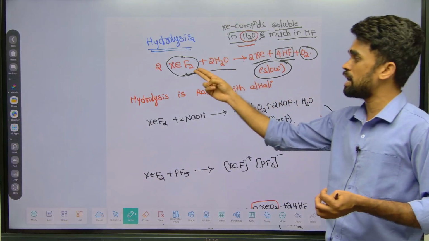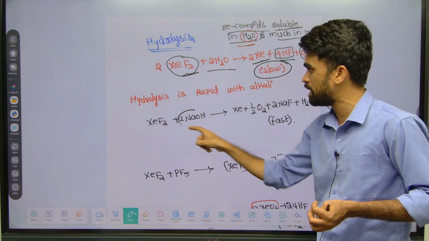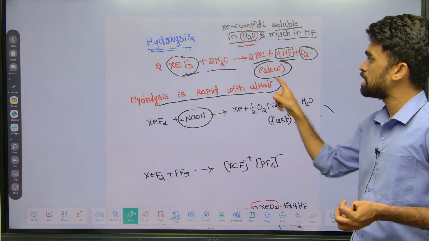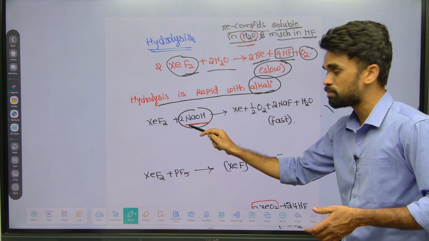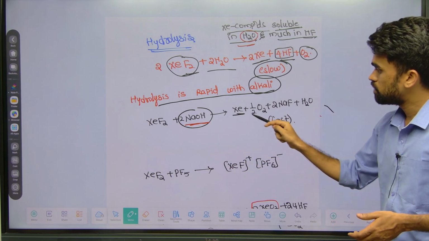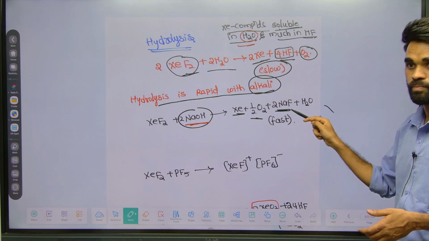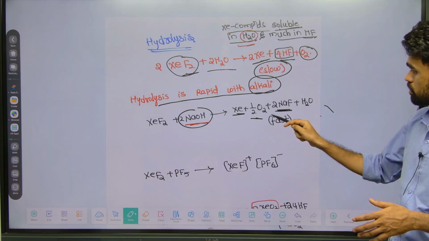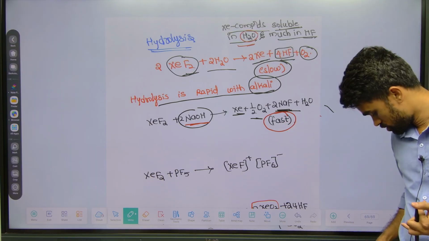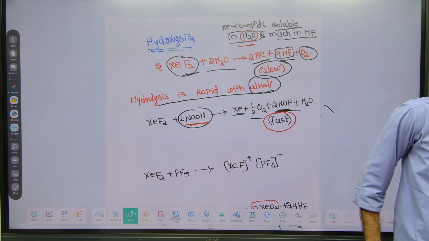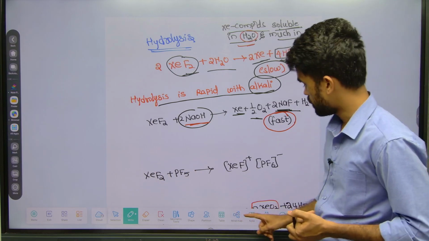But if I perform the same reaction in a basic medium, hydrolysis is rapid in alkali or basic medium. So you will get xenon with O2 and NaF. So you can say this is a fast reaction.